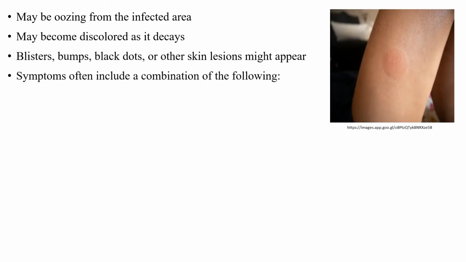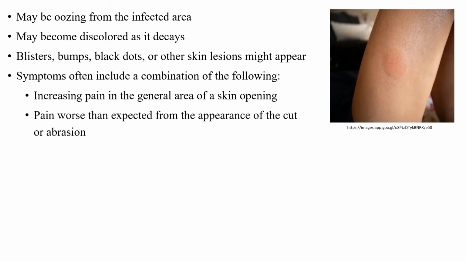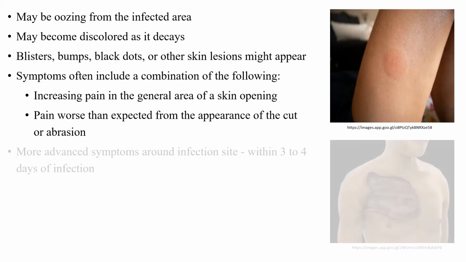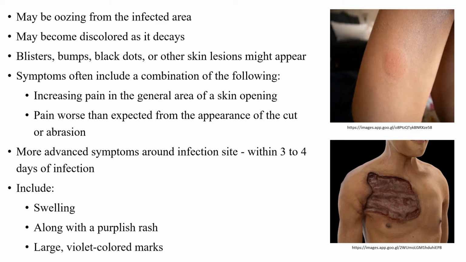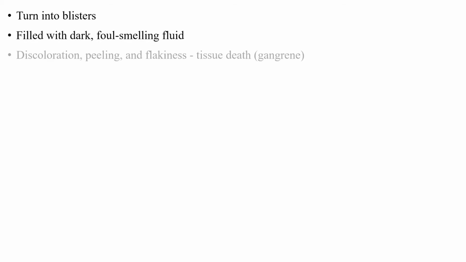Symptoms often include a combination of the following: increasing pain in the general area of a skin opening, pain that is worse than what would be expected from the appearance of the cut or abrasion. More advanced symptoms happen around the painful infection site within 3 to 4 days of infection. They include swelling, possibly along with a purplish rash, large violet colored marks that turn into blisters filled with dark, foul-smelling fluid, discoloration, peeling, and flakiness as tissue death, gangrene, happens.